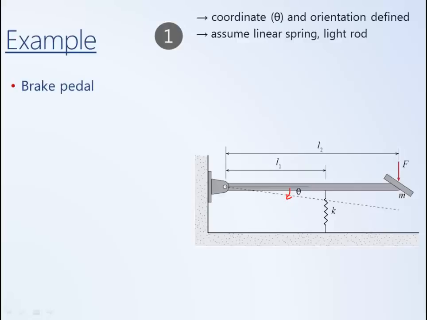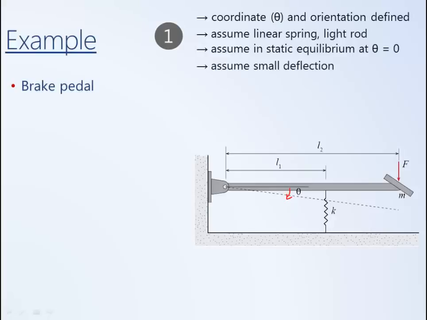We'll assume a linear spring and a light rod. By assuming that the rod is light, we're making the assumption that the mass of the pedal is concentrated entirely at the end. We'll assume that in static equilibrium, theta equals 0. That is, the pedal is horizontal. And again, the reason that we do that is so that we can neglect the weight of the pedal. And the reason that we're able to do that is because the weight of the pedal is exactly offset by the force generated by the spring under static deflection.